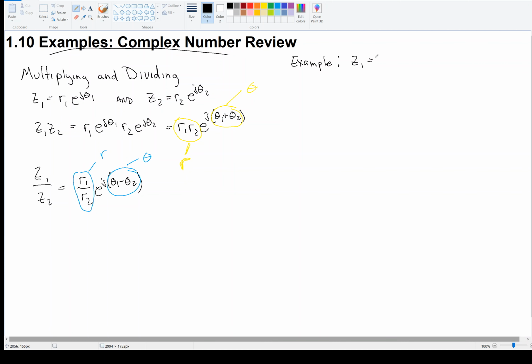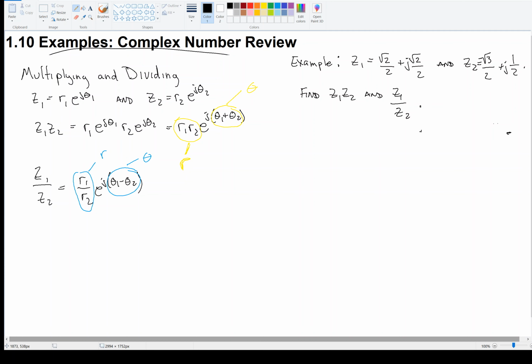Let z1 be the square root of 2 over 2 plus j square root of 2 over 2. And z2 equal, how about, minus square root of 3 over 2 plus j times 1/2. Okay, find z1 times z2 and z1 over z2.